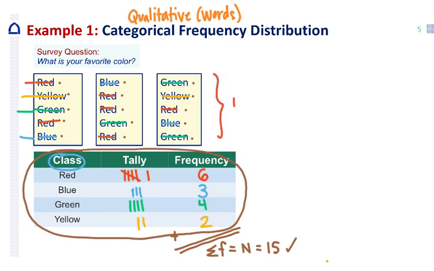Remember, this is the raw data we were given. It's harder to make conclusions, especially if there's lots of raw data. But when we turn it into a frequency distribution or a table, then it's a lot easier to see, for example, red was the most popular color, yellow was the least popular color.